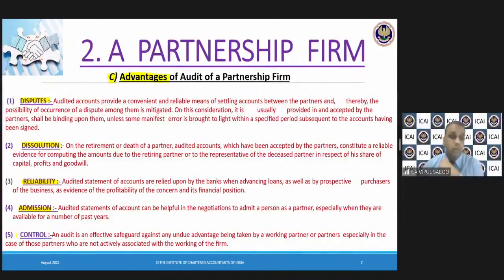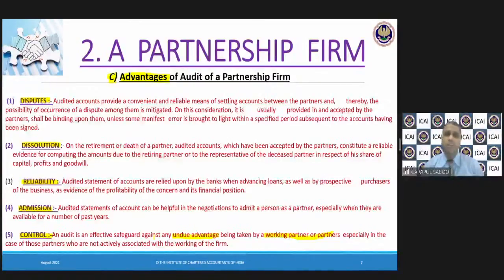Control, but obvious. An audit is an effective safeguard against any undue advantage being taken by a working partner or partners, especially in case of those partners who are not actively associated with the working of the firm. Partner A and partner B are the managing partners. They are managing the daily affairs of the partnership firm. Partner C knows nothing about it.